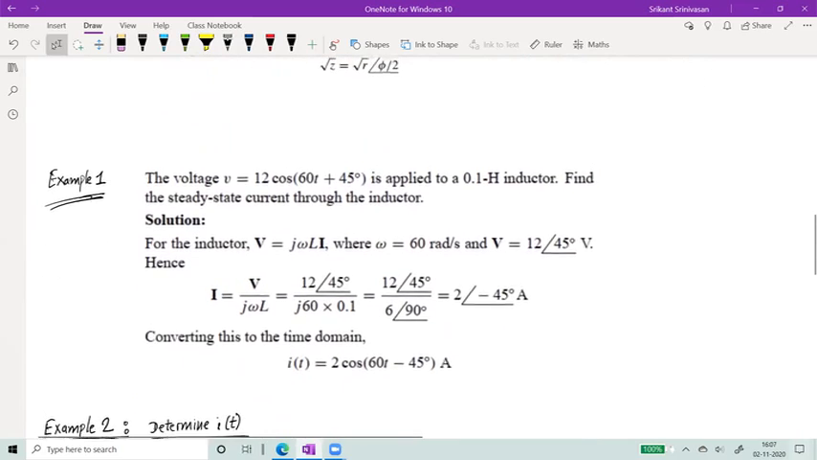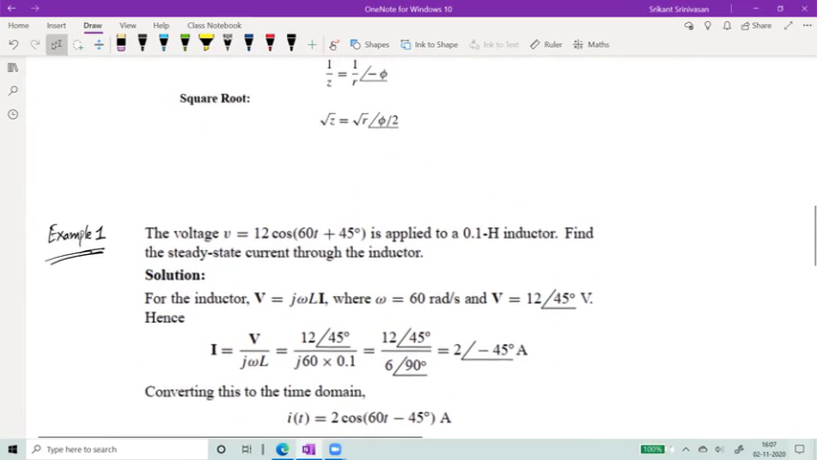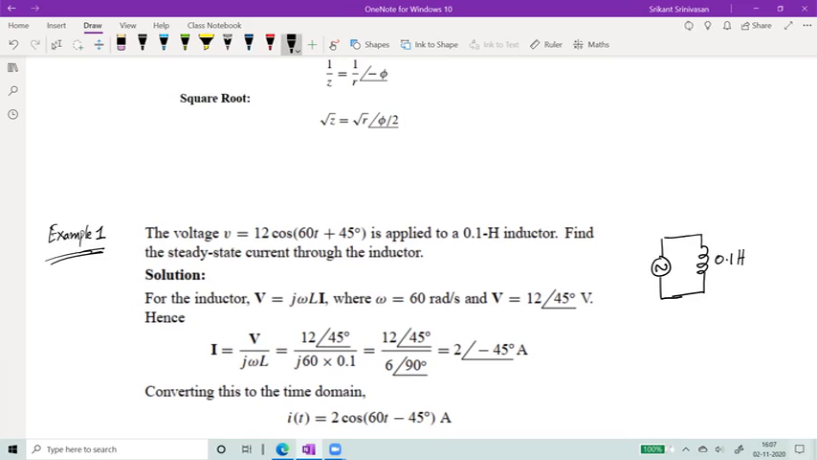So let's look at a simple example. Supposing I have a voltage V given by 12 cos 60t plus 45 degrees. It's applied to a 0.1 Henry inductor. Find the current through the inductor. So the question is, I have some voltage and then an inductor, which is 0.1 Henry. And the voltage here, let's call it V, is given by 12 cos 60t plus 45 degrees. So what is the steady state current?